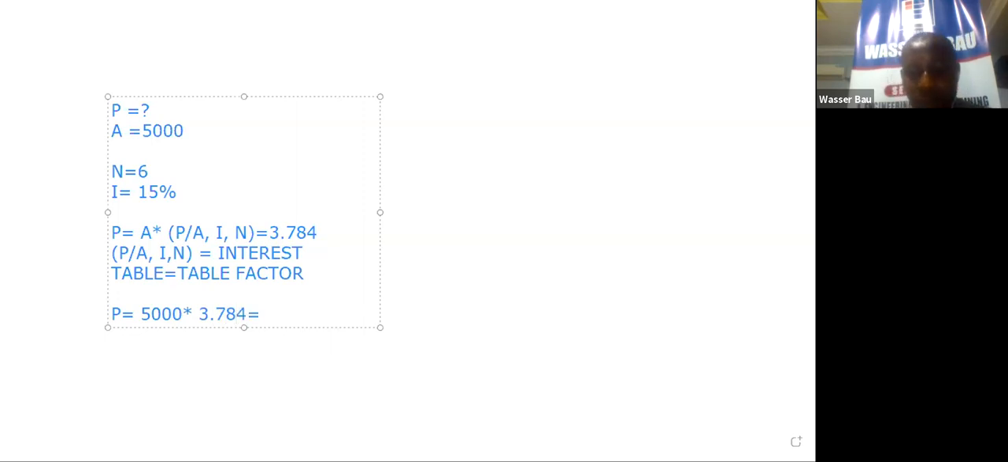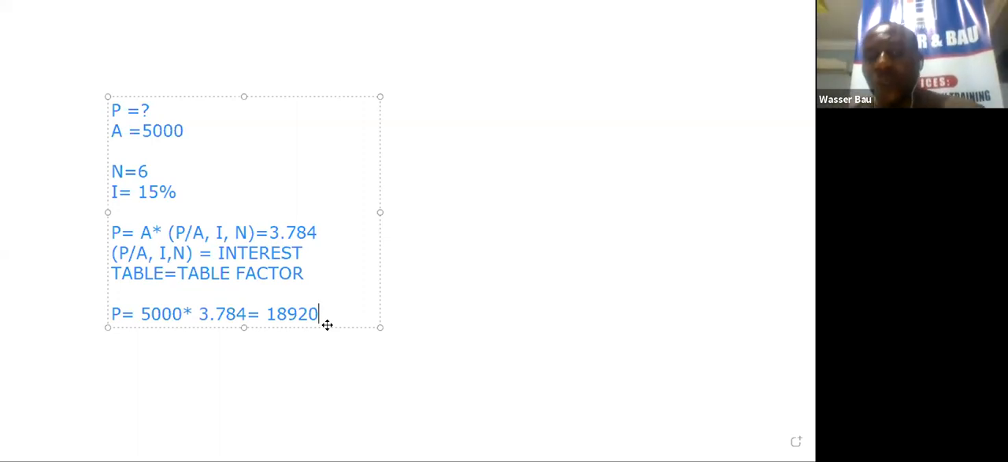So I have my calculator. Remember, Chima said we should bring calculators yesterday. So this will be 3.784 multiplied by 5,000. It's giving me $18,920. It means any machine that is more than $18,920 is not profitable. So if I want to go and buy the machine, I must make sure that the machine costs less than this figure. It means that the company is making a profit of 15%, and the return on investment should be 5,000.